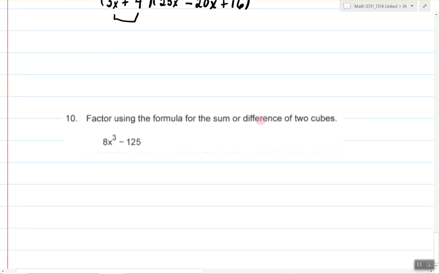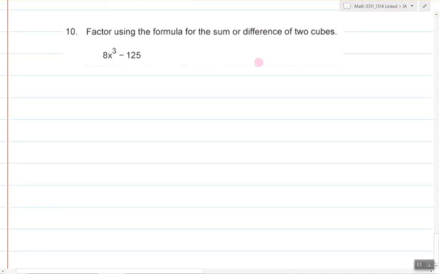Let's try one more. If you saw this and you were asked to factor, you would say there is no common factor. It is a binomial. It's not squares, it's cubes. Small parentheses, large. Cube root of 8x cubed is 2x. Keep the minus sign. The cube root of 125 is 5. Square the first one, 4x squared. Change the sign, plus. Product, 10x. Square the last, plus 25.